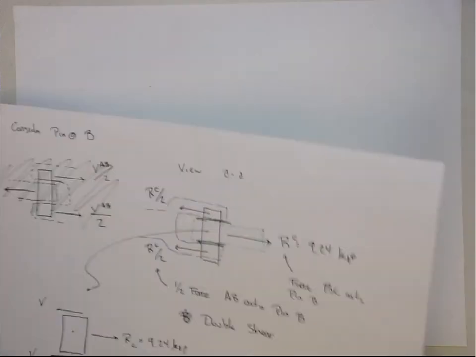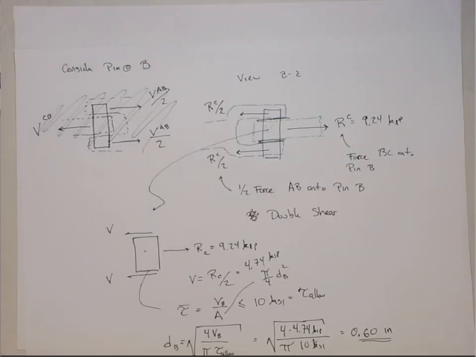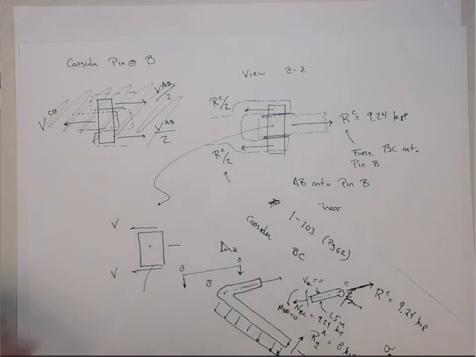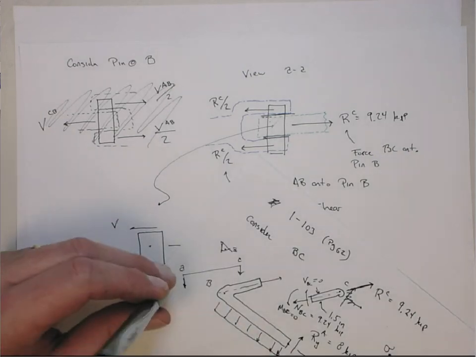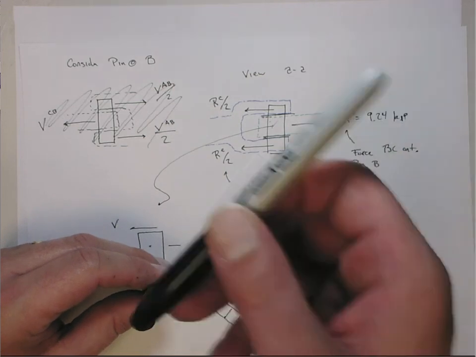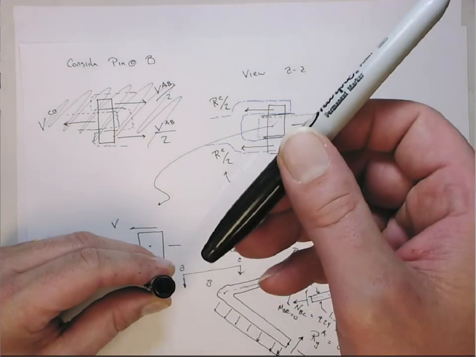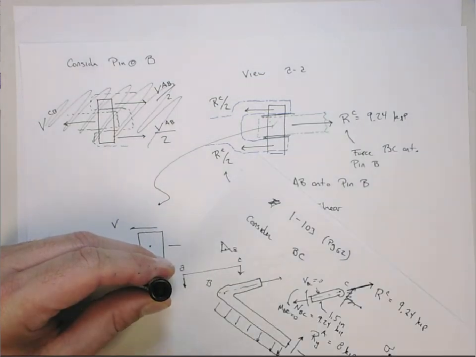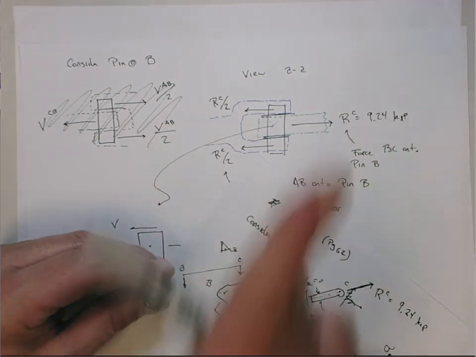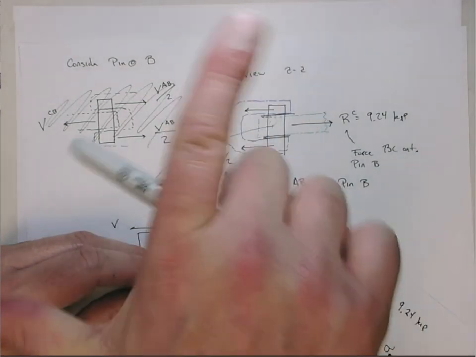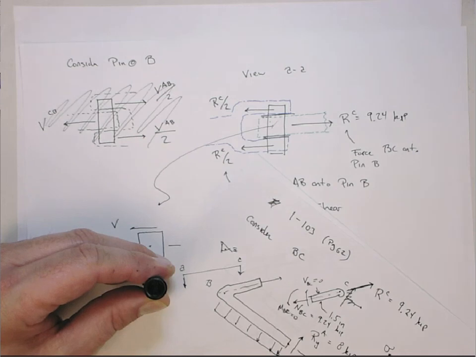let me just say it one more time, and hopefully it makes a little more sense. Here's the cross section of the pin. Whatever force is acting from one member has to be balanced by the force acting on the other member. They can't be at an angle, otherwise that will induce a rotation, and it's not going to be in equilibrium.